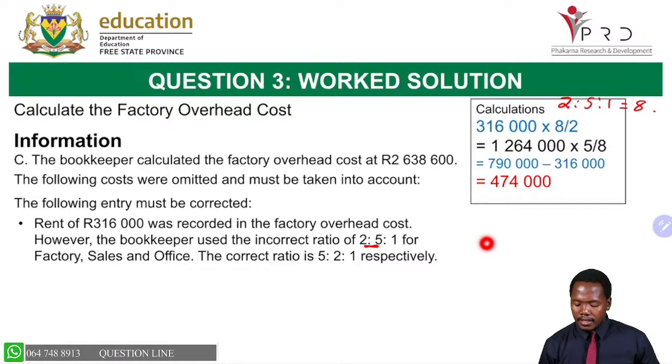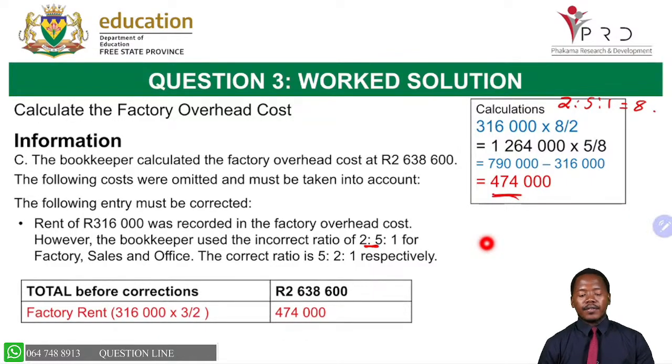So we can now say 316,000 multiplied by 8 over 2, because 2 is the factory amount. Then we get 1,264,000, and then we now use the correct ratio, which is 5:2:1. So we say multiply by 5 over 8. Then we get 790. We can now remove the 316 which has been included there. Then we get 474,000.